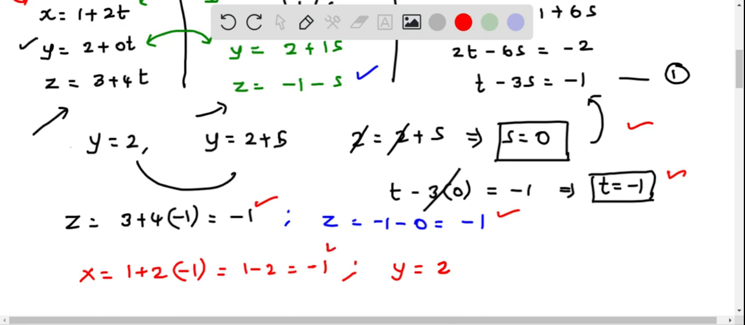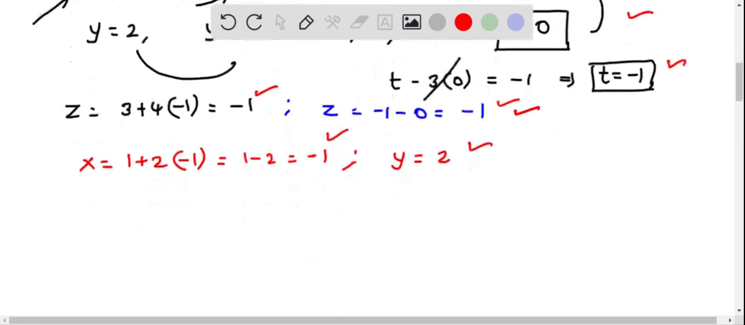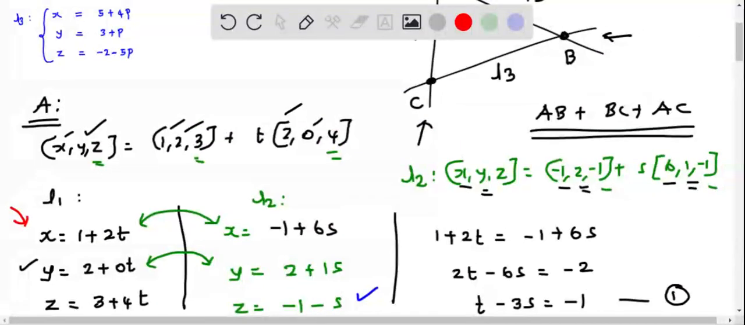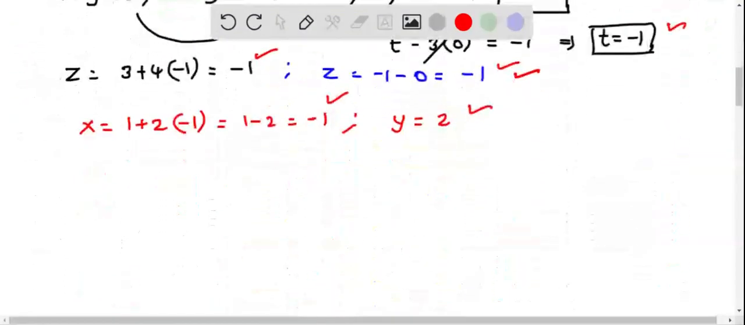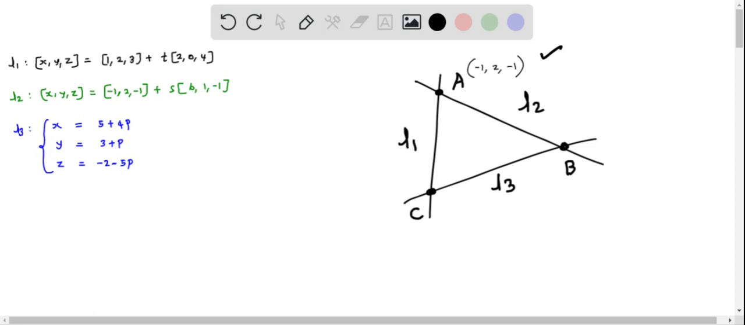So we determine the value of x equal to negative 1, y equal to 2, and z equal to negative 1. So we put the intersection point. This is, we are finding the intersection point A. So we can now see that the intersection point A, or the vertex A of the triangle, is x comma y comma z. That is x equals negative 1, y equals 2, and z equals negative 1. So this is the intersection point A. So here I have marked this vertex A as negative 1 comma 2 comma negative 1.